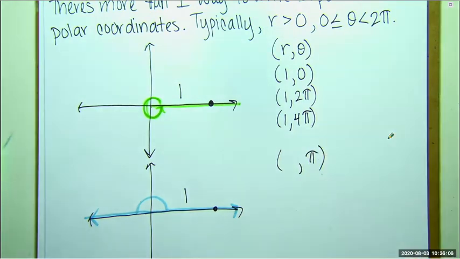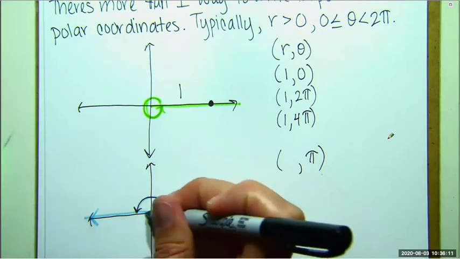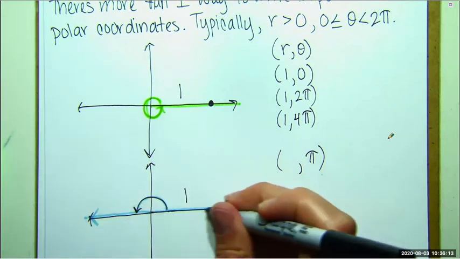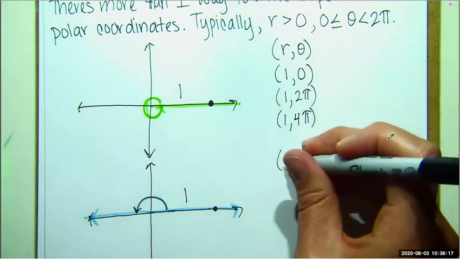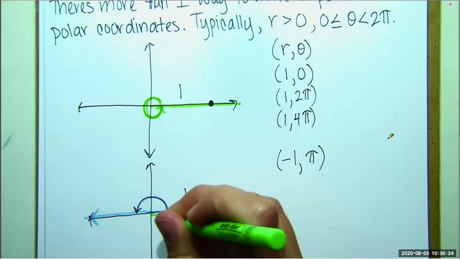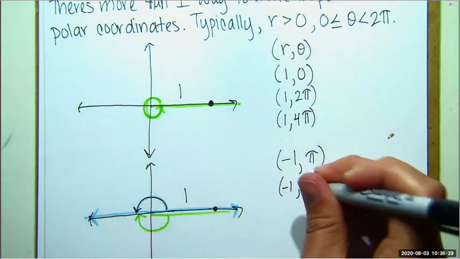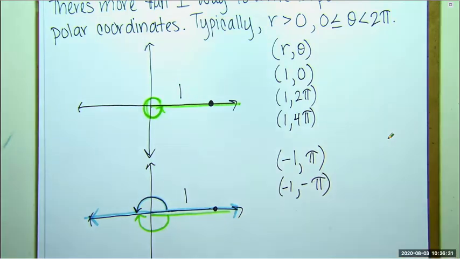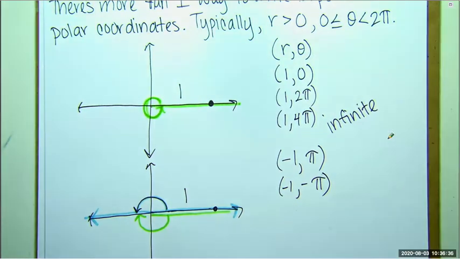So let's say I pick pi as my angle. So now if I pick pi as my angle, here's my ray through pi. How do I get backwards through this point? I need to let r be equal to what? -1. Okay. Another way we can write this point, we could go in the negative direction here, and we could write this as -1, negative pi. So my point here is that there's an infinite number of ways we can write a point in polar coordinates.